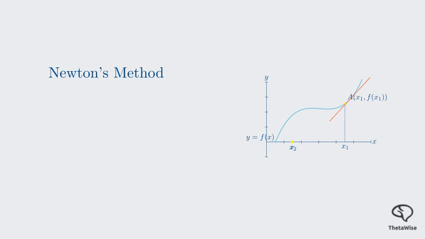As you can see, x2 is usually much closer to the actual root r than our original guess x1. This is our better approximation. The whole process is then repeated. We use x2 as our new guess, draw a new tangent, find its x-intercept, which we'll call x3, and that will be an even better approximation. Each step gets us closer to the true root.